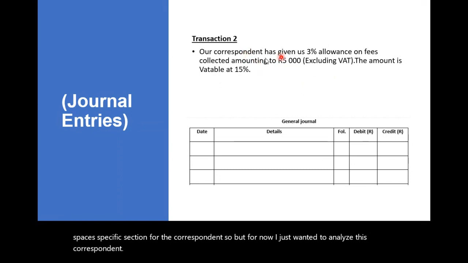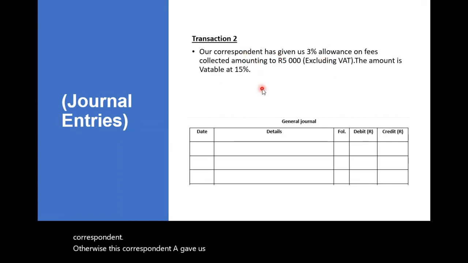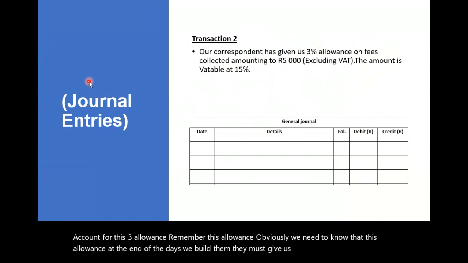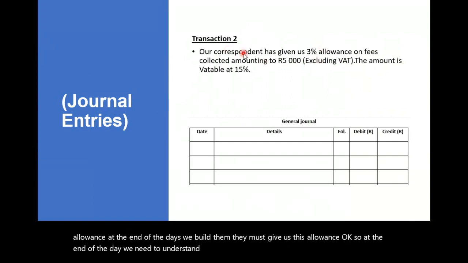In other words, this correspondent gave us, after collecting, 3% on fees collected. Okay, so it means as correspondent, we need to make sure that we account for this 3% allowance. Can you see now? Remember, this allowance, at the end of the day, is like we bill them, they must give us this allowance. So if you bill this correspondent, at the end of the day it's like they're owing us. Remember, if you owe us, you become our debtor.